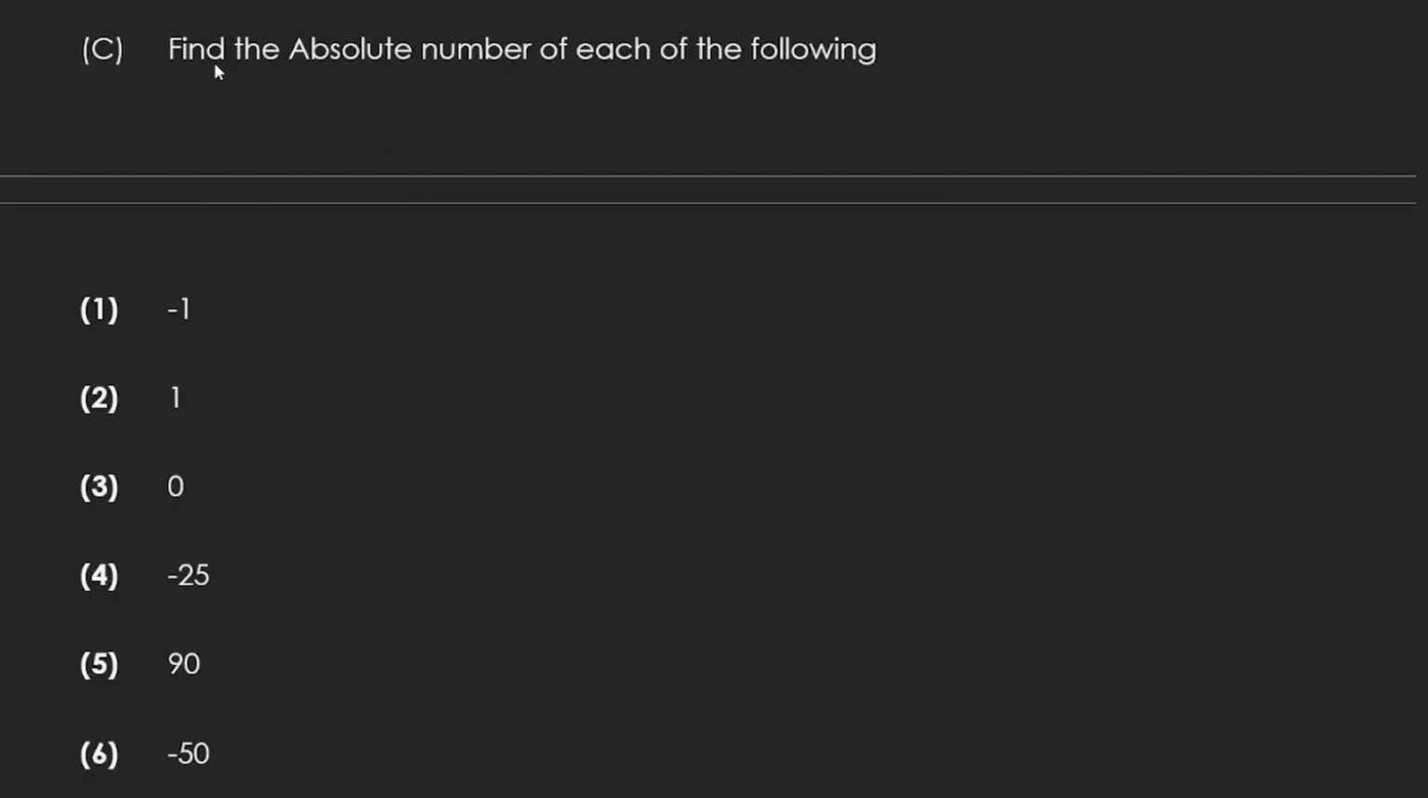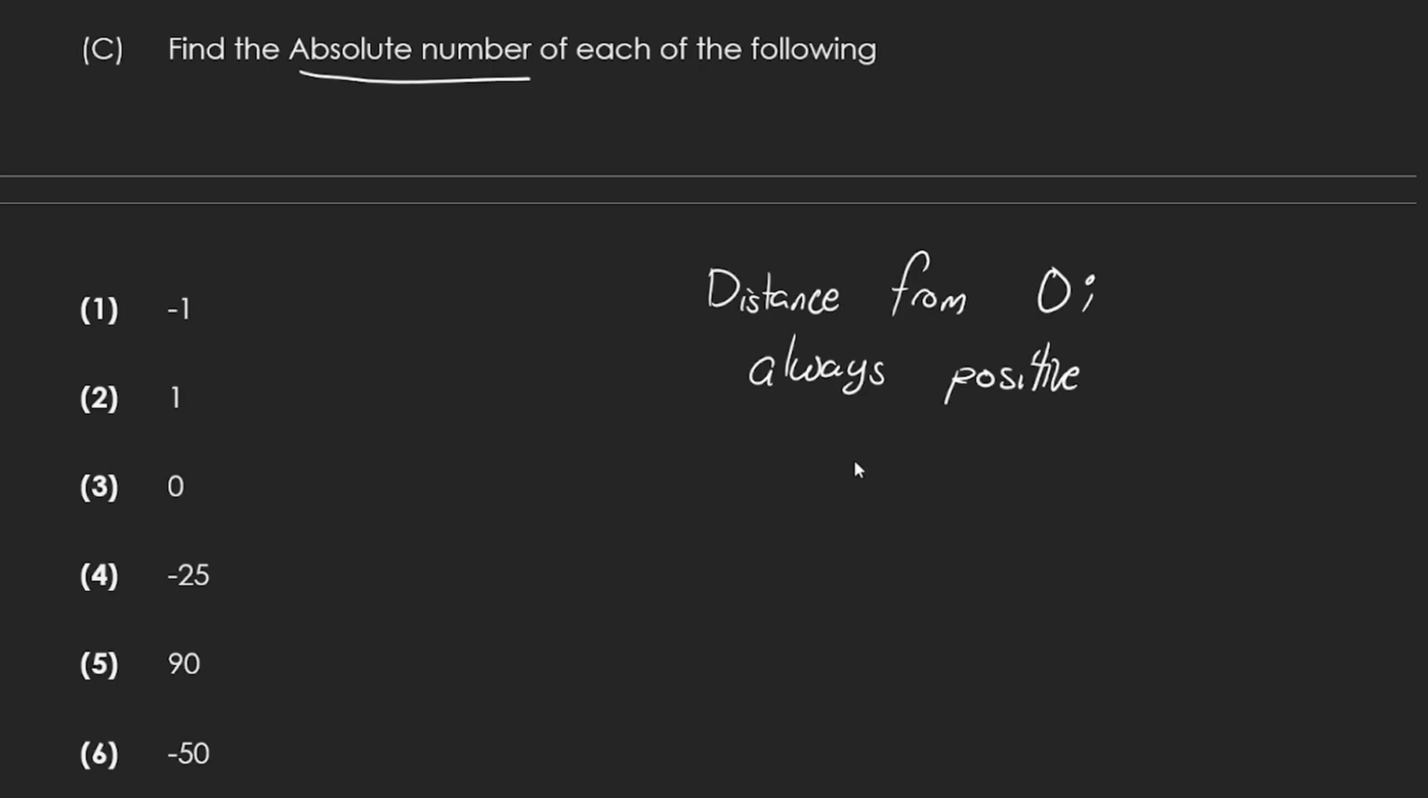C. Find the absolute value of each of the following. The absolute value is the distance of a number from 0. And you can think of it as a very optimistic number because it is always positive. The notation for this is 2 vertical lines with the number in between.